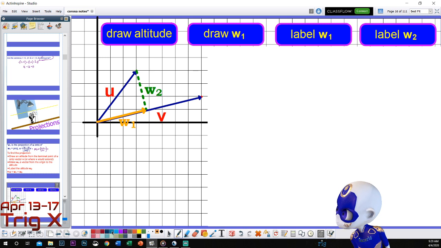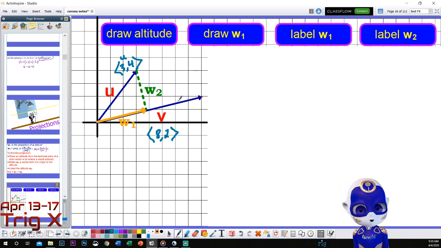Alright, here we go. First, before we can do anything, we need to find what the vectors are. So vector v is ending at the point 8, 2. So vector v is 8, 2. Vector u is 3, 4. That's u, that's v. Alright, so now we're set. We have our two vectors written down.